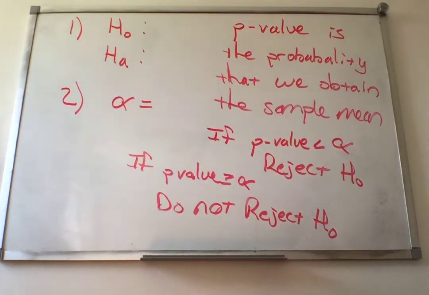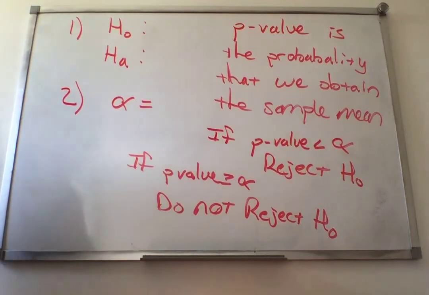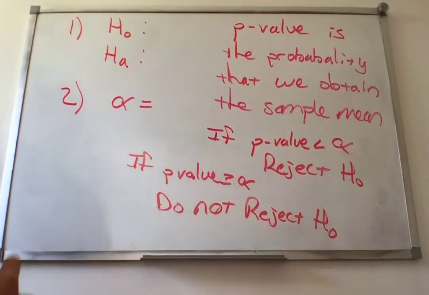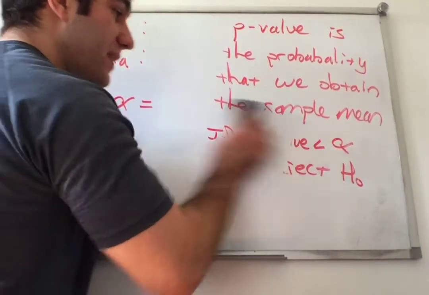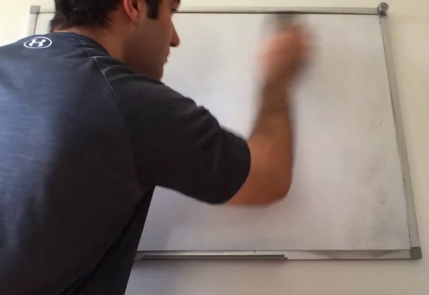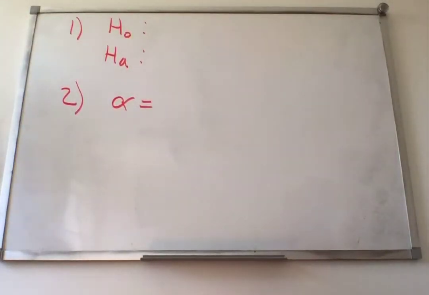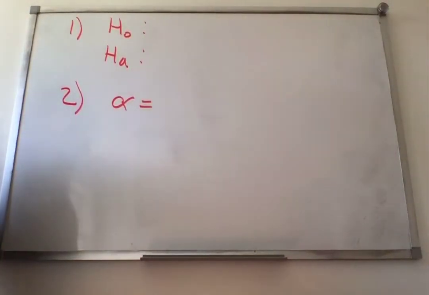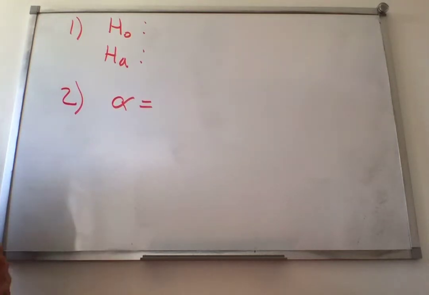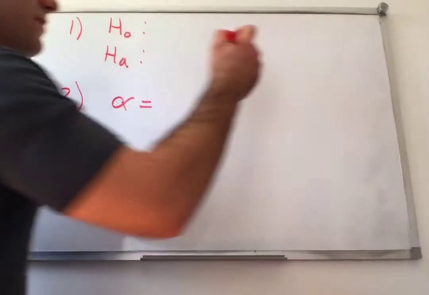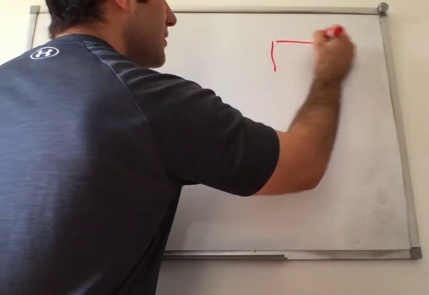Okay? But now let's go ahead and look at our first example. I really like this example because it can explain a lot of things, especially some previous material. Let's see. It says a baker claims that his bread is more than 15 centimeters. Okay, the height of his bread is more than 15 centimeters.